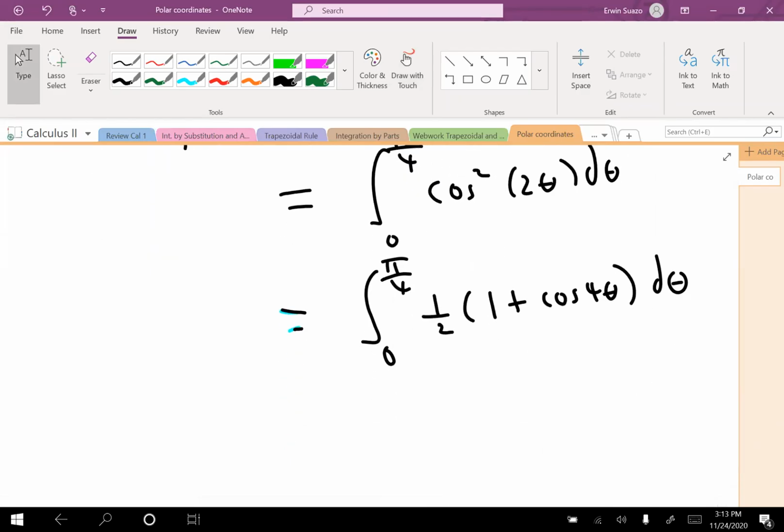Okay. So I'll let you practice, review this. Once you find this integral, you should get pi 8. So this is part of chapter 6.